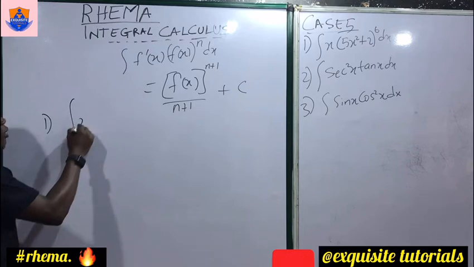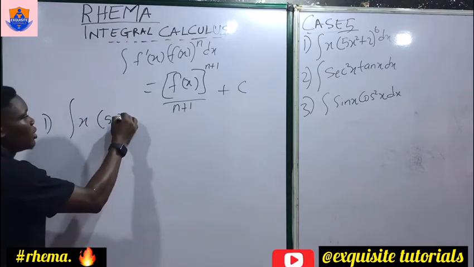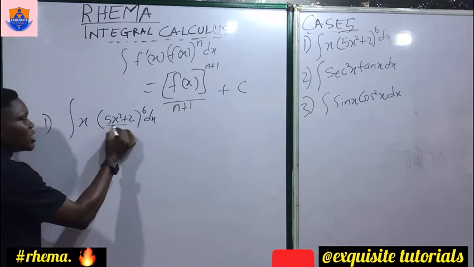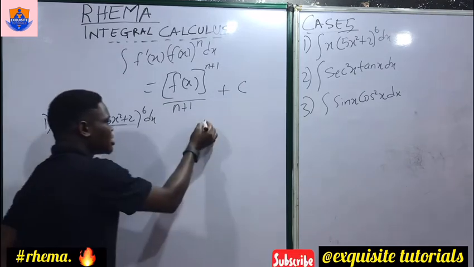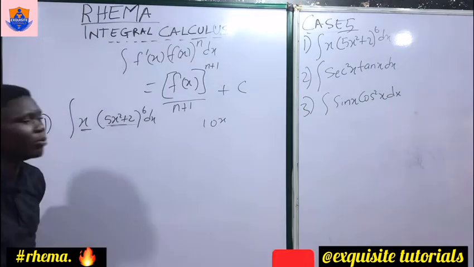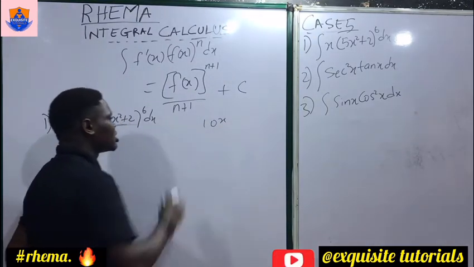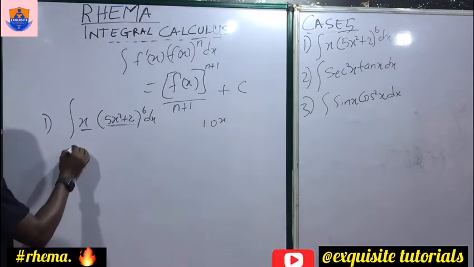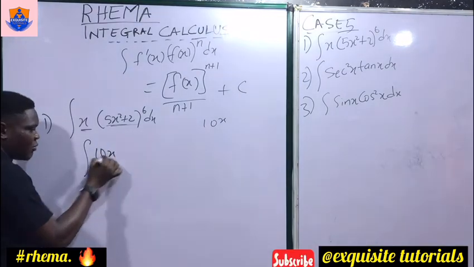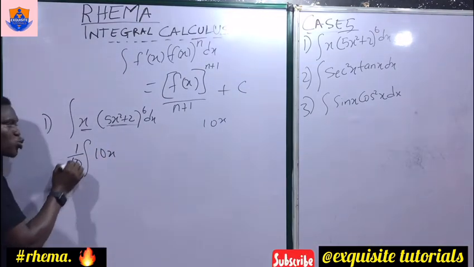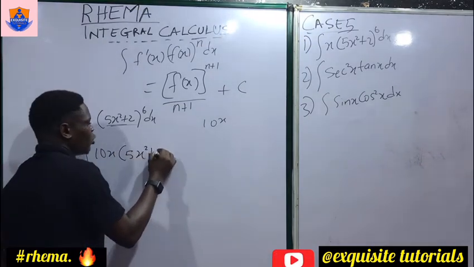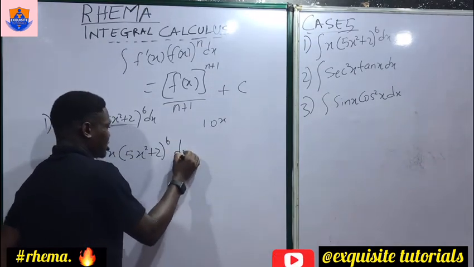The integral of x bracket 5x squared plus 2 raised to the power 6 dx. Now when I differentiate this part, I will get 10x. But this is just x here. I have to do some little manipulation to bring out this 10x. What do I do? I multiply and divide by 10. So I'll just have 10x, I multiplied by 10, and I will also divide by 10. Then we have 5x squared plus 2 raised to the power 6 dx.